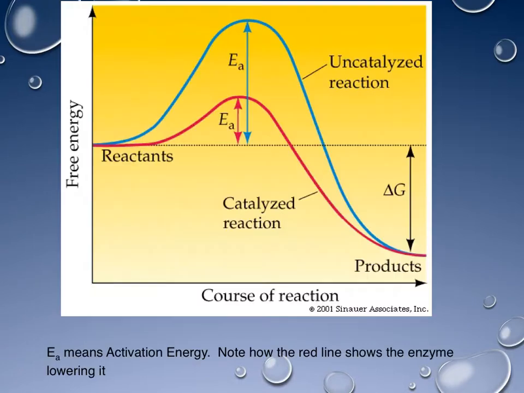Now, how do they work? Take a look at this graph here. This graph compares an uncatalyzed reaction to a catalyzed reaction. Look at the difference. In blue, you have the normal uncatalyzed reaction. Look how much activation energy it required to get it started. But then look at the catalyzed reaction in red and look at the difference. Which reaction do you think will get going faster?